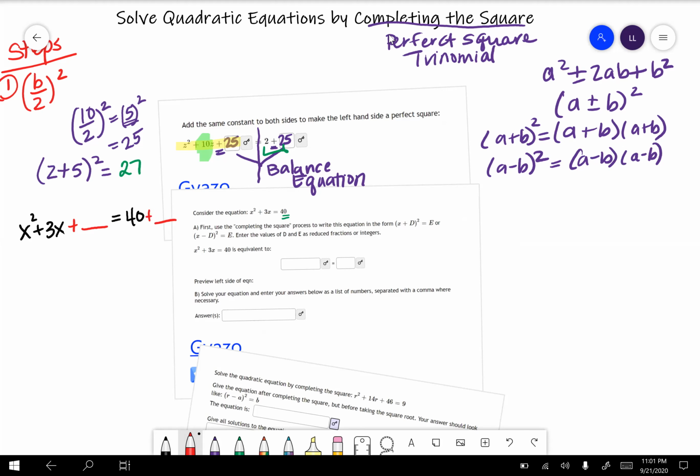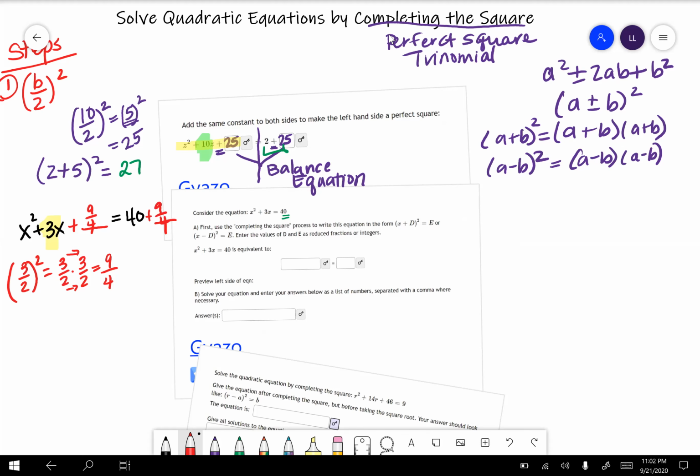In order to figure out what to add to both sides, we have to take half of b and square it. My b is that 3 right there. So we're going to say 3 over 2 squared. Remember, 3 over 2 times 3 over 2 is the same thing as saying 3 over 2 squared. You multiply straight across. 3 times 3 is 9, and 2 times 2 is 4. So the number that's actually added to both sides is going to be 9 over 4.